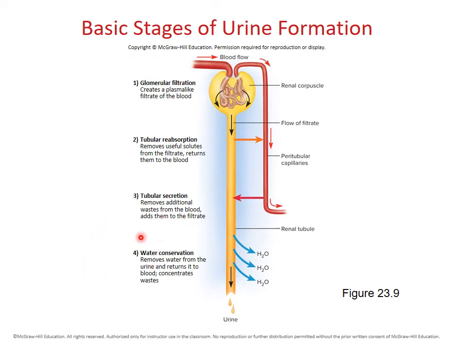The book also lists a fourth process here called water conservation. In my way of thinking, water conservation is just a specific example of tubular reabsorption. It's just that specifically what we're reabsorbing back into the tissues and specifically back into the blood is water. So I don't think of that as a fourth separate physiological process. I just think of it as a type of tubular reabsorption. So again, in this section 3 of the textbook, we're going to focus for now on glomerular filtration and what determines how much filtration occurs and how we regulate that.